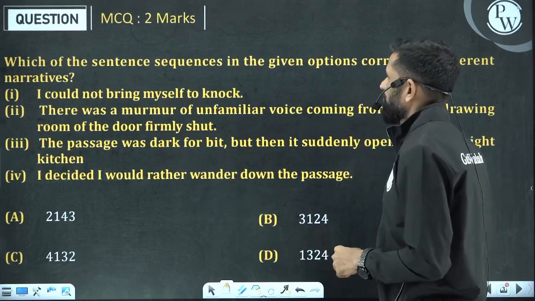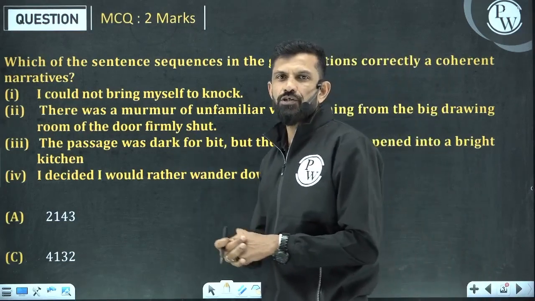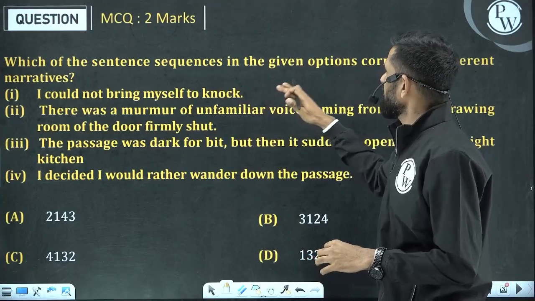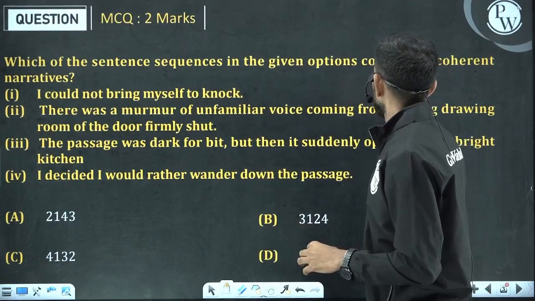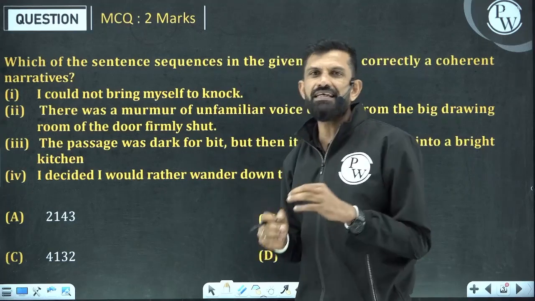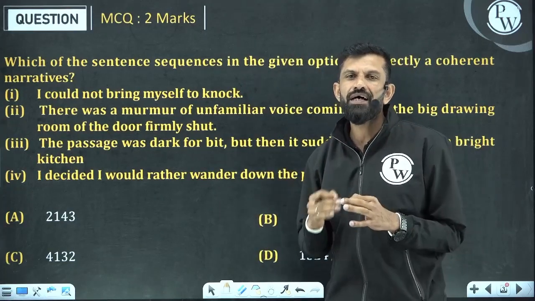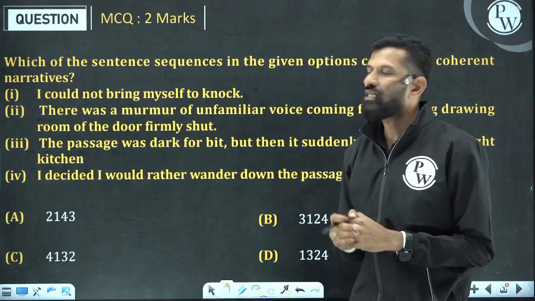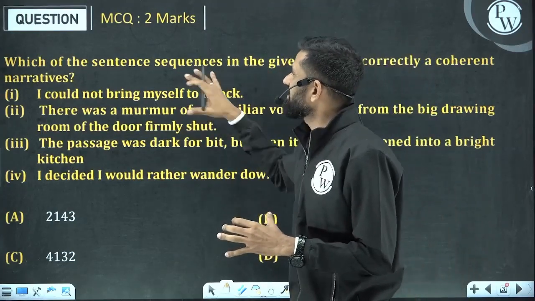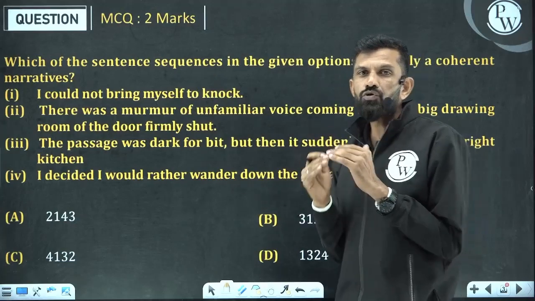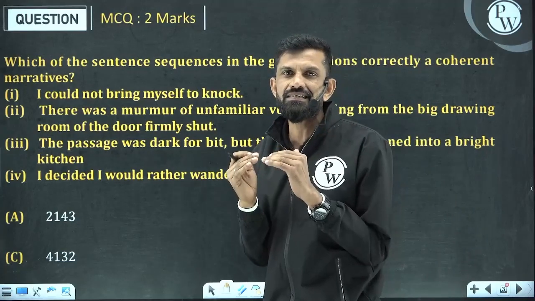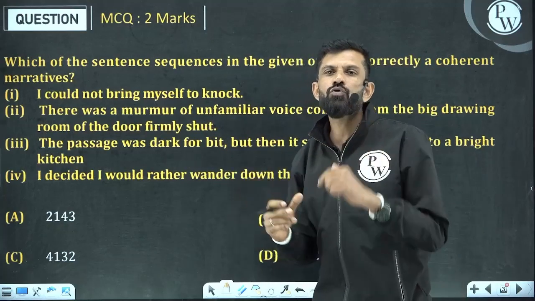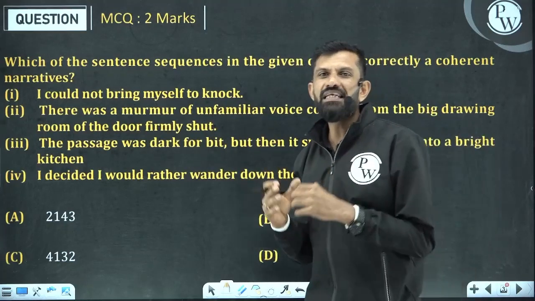If you go through the questions, here there is an English question you can see on the screen. They have asked which of the sentence sequences in the given options gives a coherent narrative. Coherent narrative means a meaningful paragraph, a meaningful message. So my dear friend, we have to arrange the sequence. They have given you jumbled sentences on the screen, and you have to arrange them properly so that you can get a meaningful message.